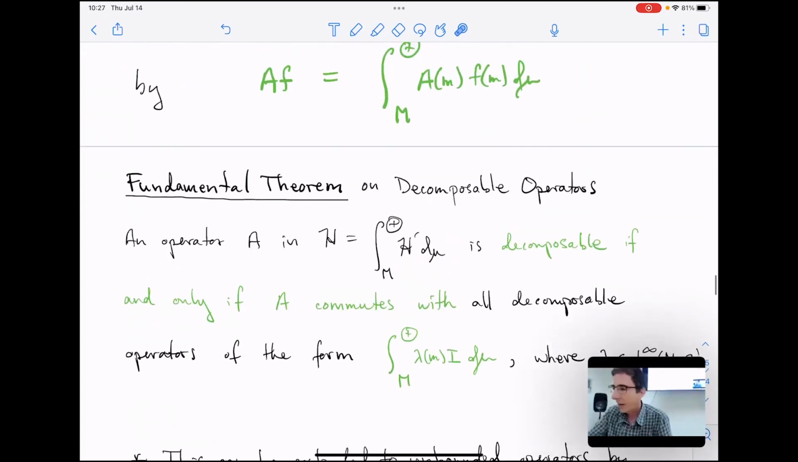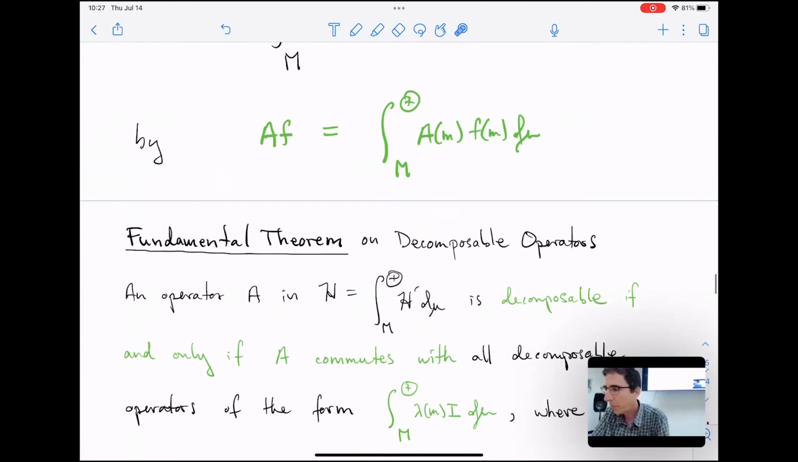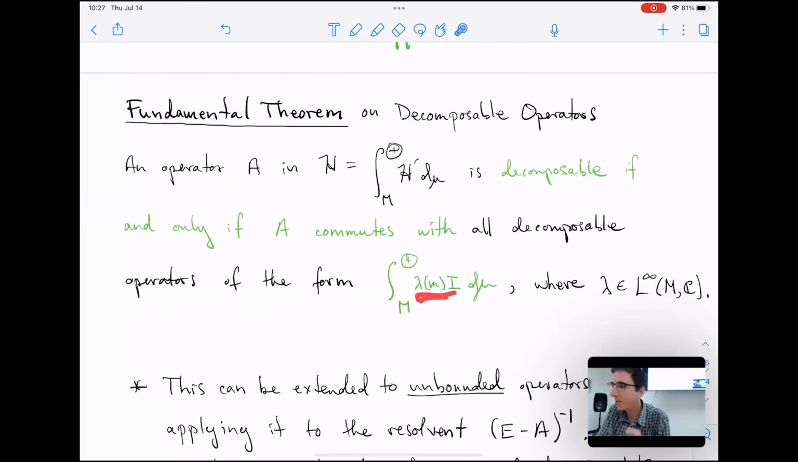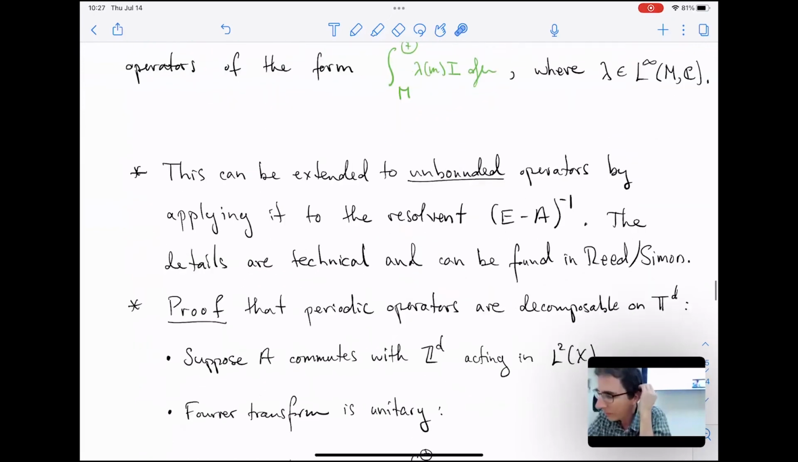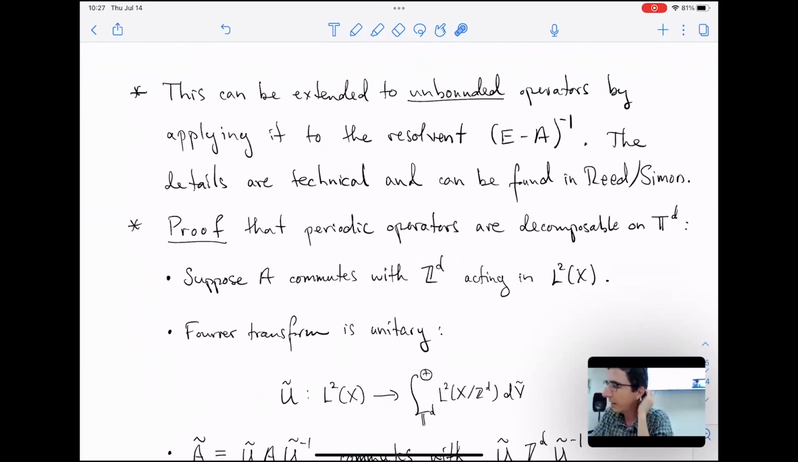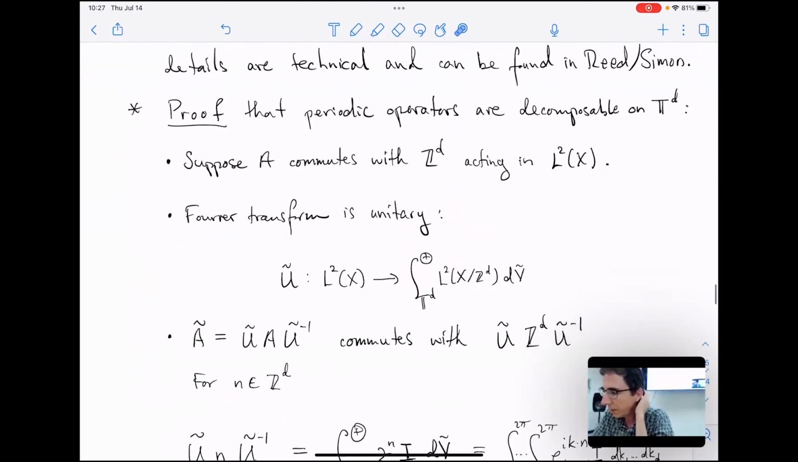So if A commutes with all operators that just act by scalar multiplication on the decomposed F, that's equivalent to A being decomposable, commuting with these special decomposable operators that are scalar multiplication. Okay, that's the fundamental theorem on decomposable operators. And you can extend this to unbounded operators, which Schrödinger operators are, by looking at the resolvent. There's a proof of this, but I'm not going to show you the proof, but it is in the notes.